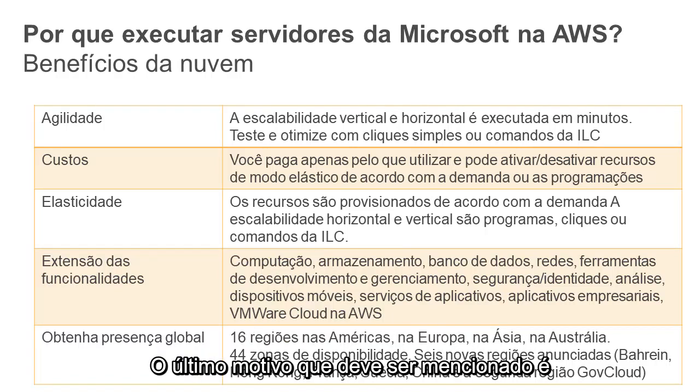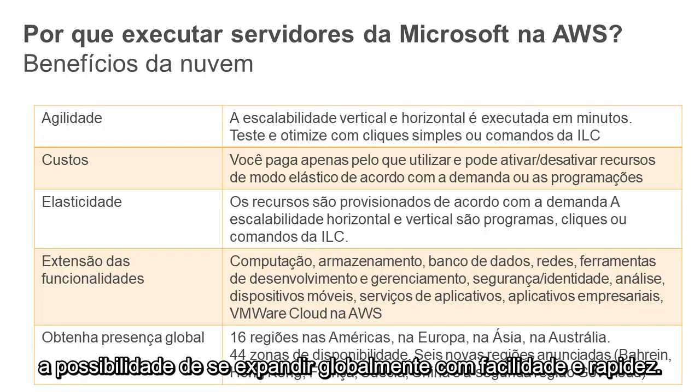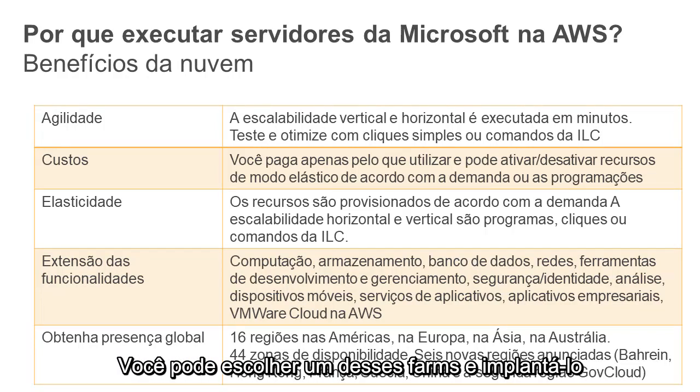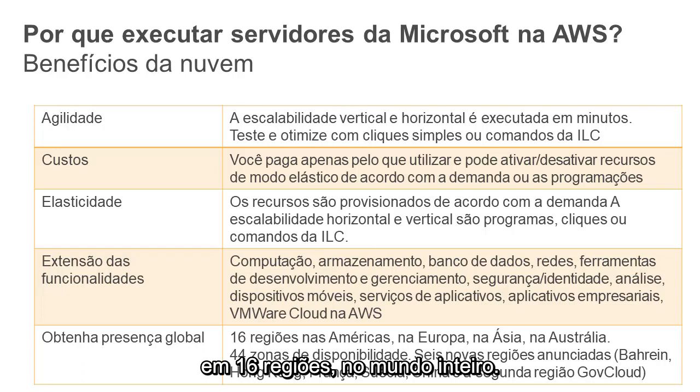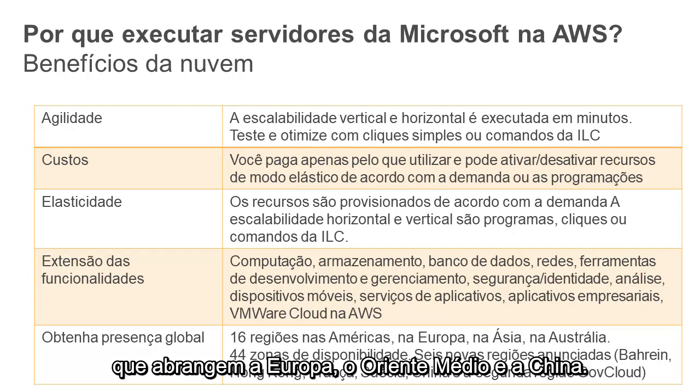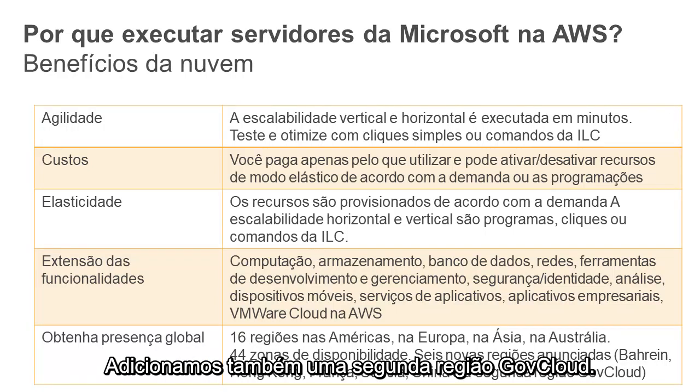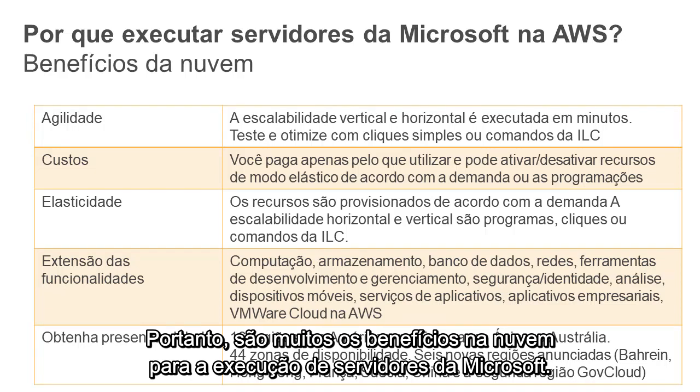The last reason I'll mention here is you can go global very quickly and easily. So you can take one of these farms and you can deploy them across the 16 regions, across the world. We're up to 44 availability zones. We've recently announced 6 new regions spanning Europe, the Middle East, China. We've added a second GovCloud region. So lots of great cloud benefits for running the Microsoft servers.